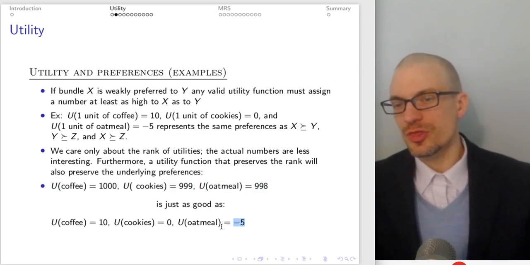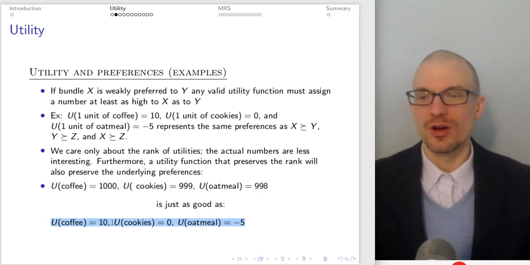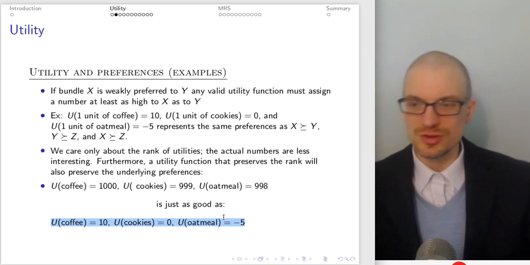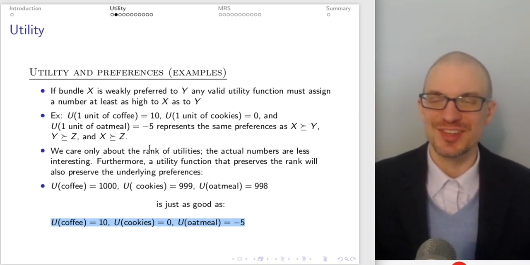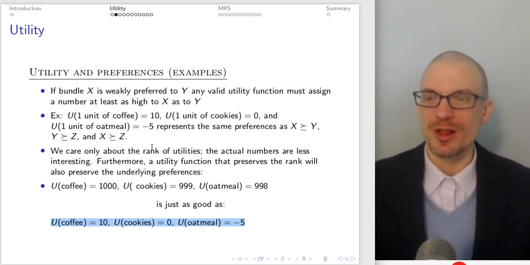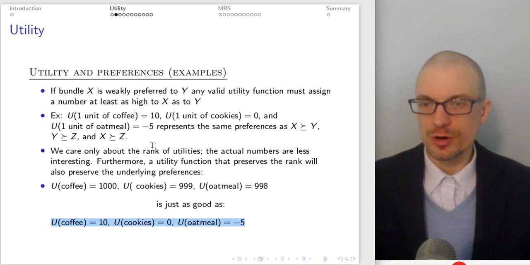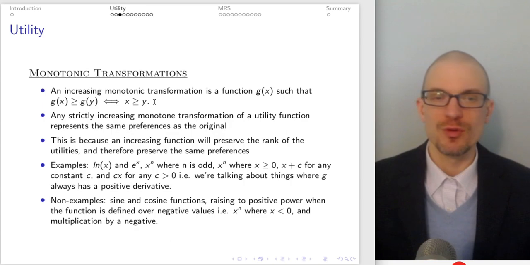So these two utility functions are giving us the same information, which is my relative ranking of bundles that consist of 1 unit of coffee or 1 unit of cookies or 1 unit of oatmeal.